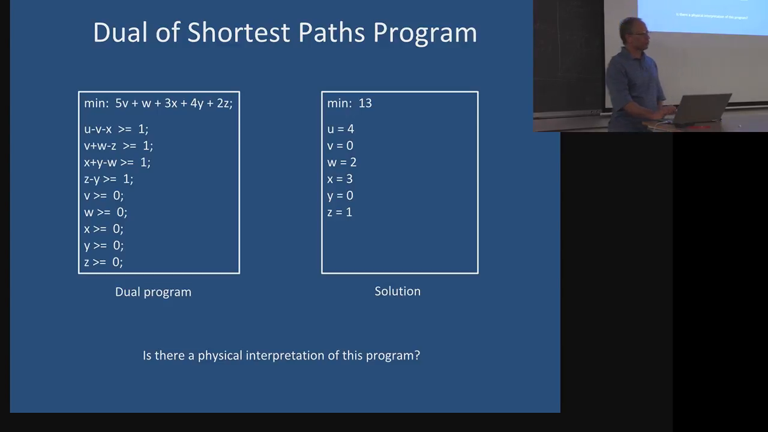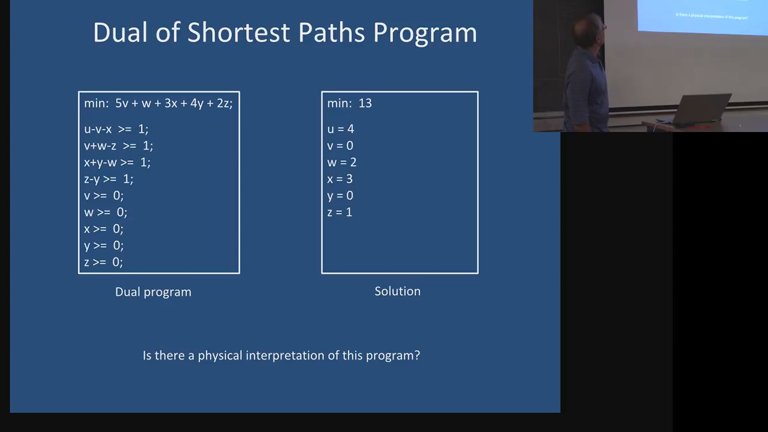So what physical interpretation can you give to those variables? And what exactly are we minimizing? Look at the coefficients up there in the objective. What are they? Are those the weights of the edges? Yes, those are the weights of the edges in the original graph. So somehow they've shown up in the dual.